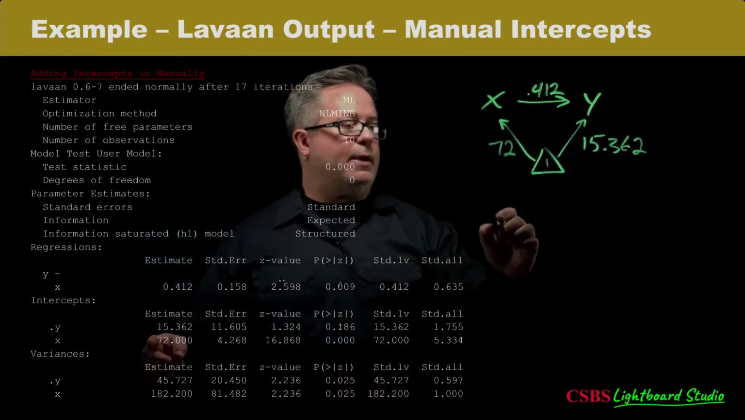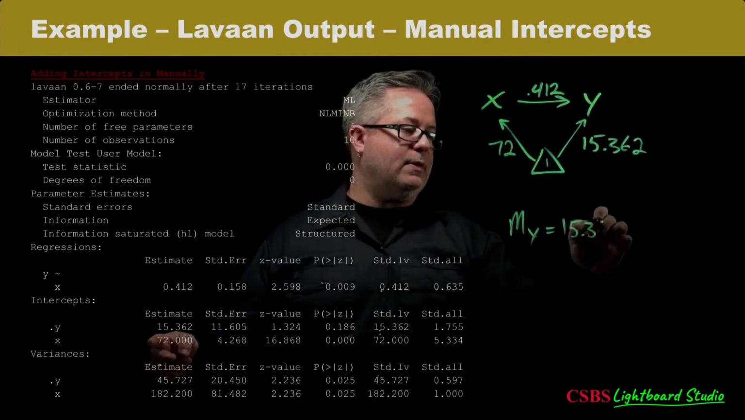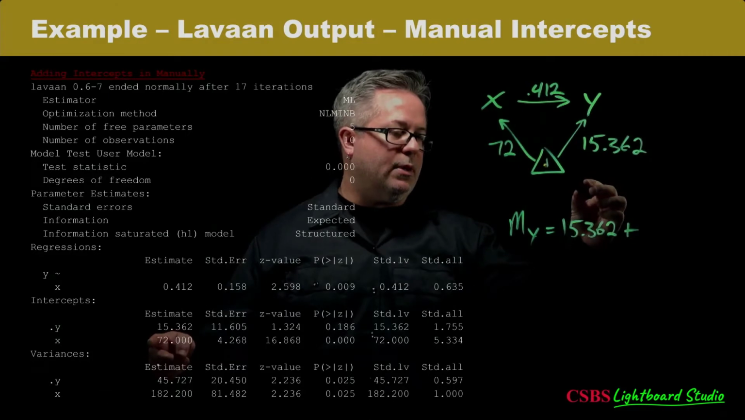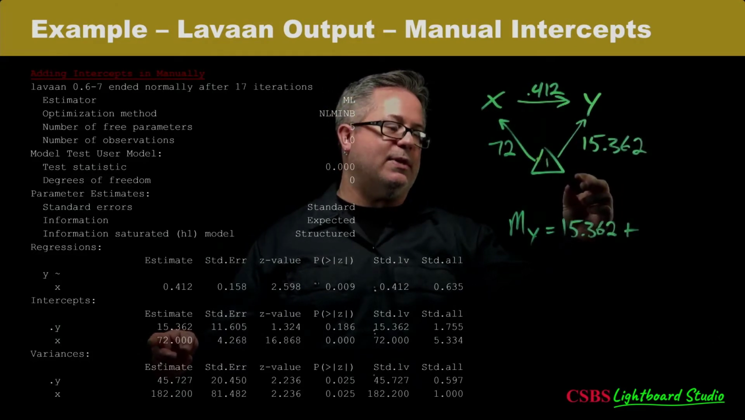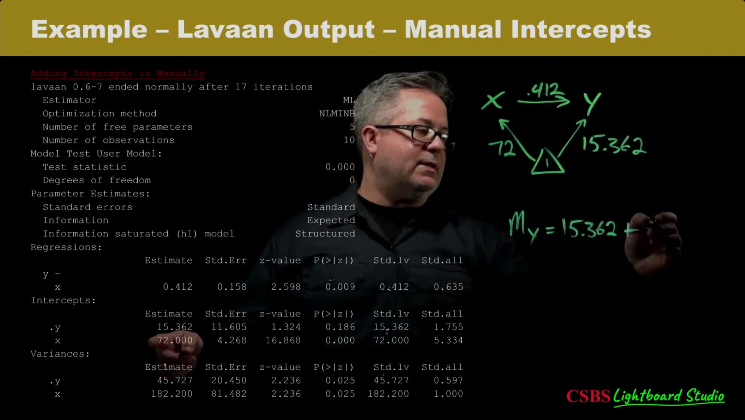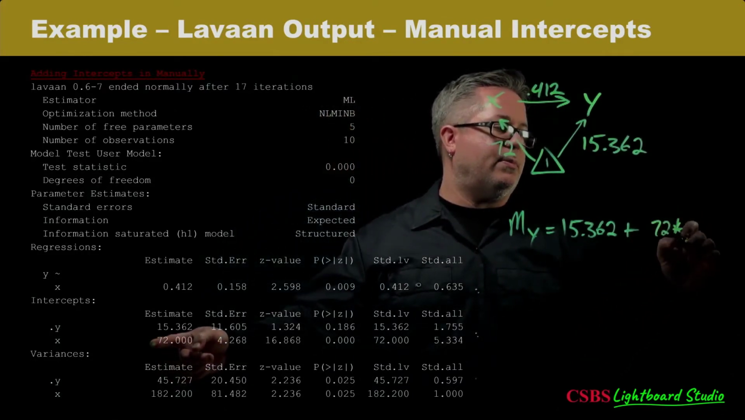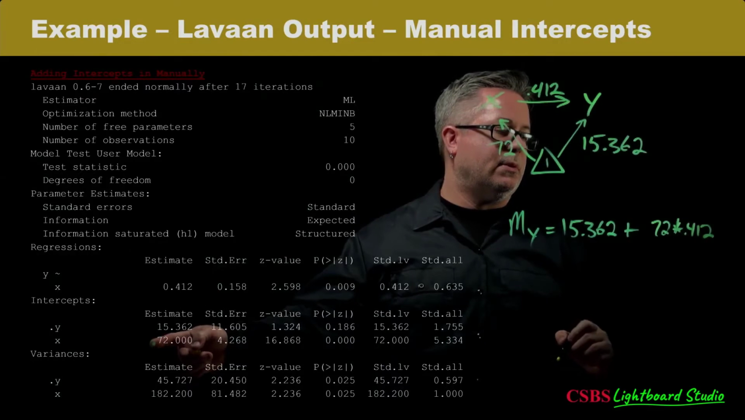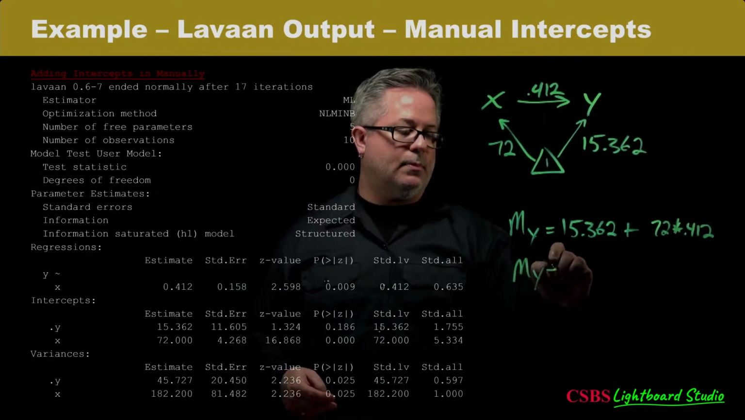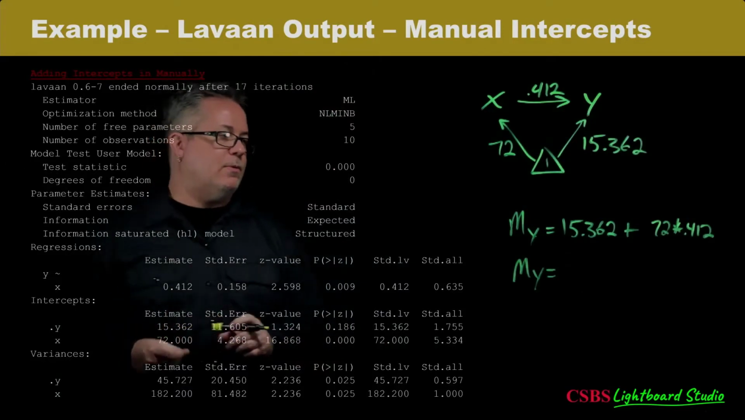So the mean for y is equal to that 15.362 plus, that's the direct effect, I need to multiply through. Remember the path tracing rules? I need to multiply through to get the same thing. So I'm taking that 72, which is the mean of x, times the 0.412. I don't know what 72 times 0.412 is. Maybe with a calculator.